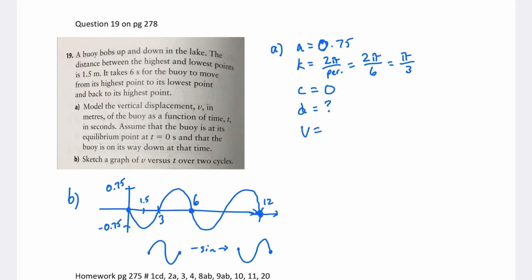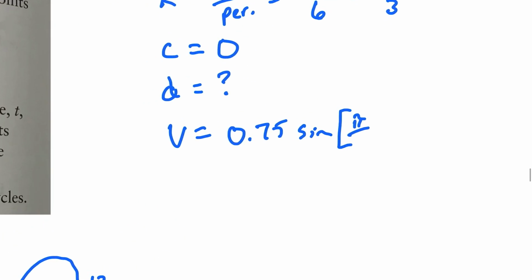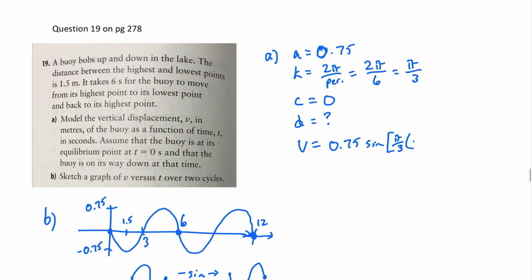So we've got V equals, we'll do A, 0.75 sine. K here is pi over 3, bracket x minus d. Well, if we go with sine, having to shift over here to make it normal, we're going to shift right 3. So that's x minus 3, and then we have plus 0. Or we could simply leave out that plus 0. And there we go.